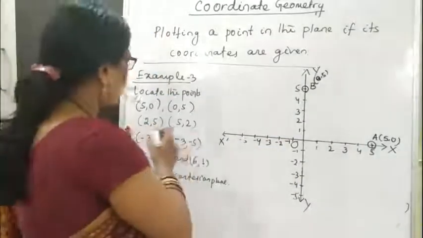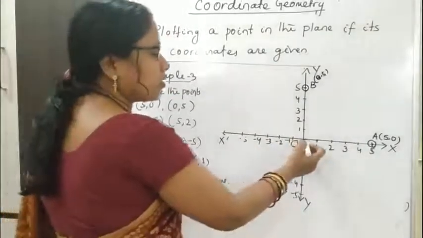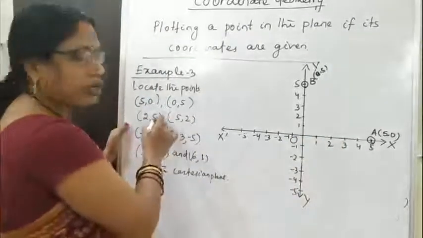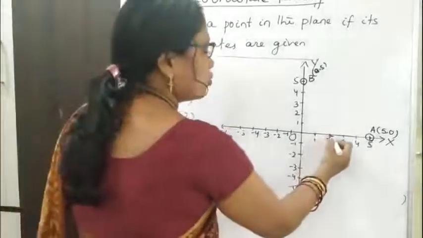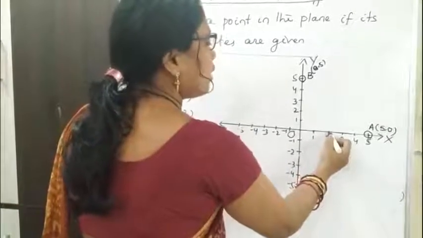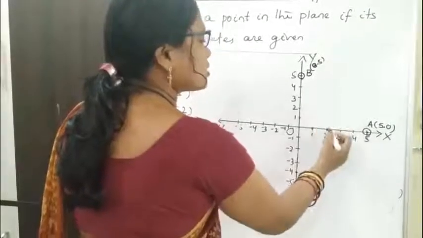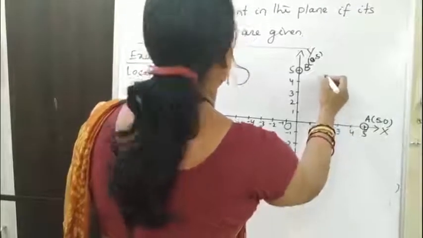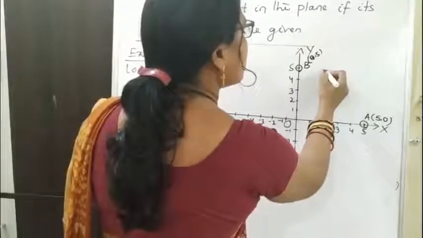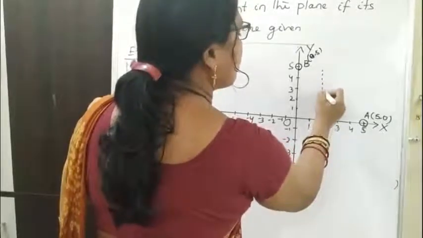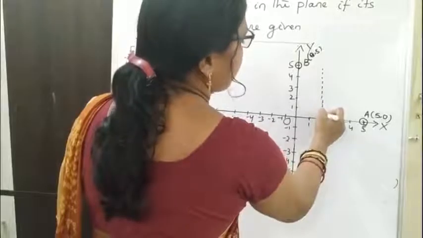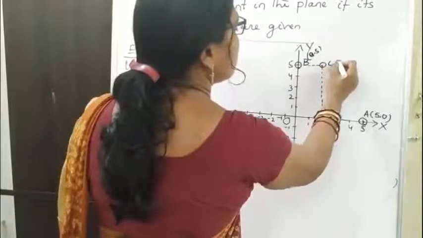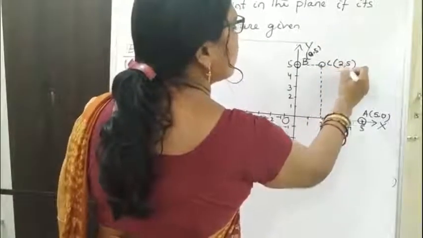Then (2, 5). 2 is the x coordinate. So we will move along the x-axis towards positive direction 2 units. Then the y coordinate is 5. So from point 2 here, we have to move parallel to the y-axis towards positive direction, 1, 2, 3, 4, 5. Here we have to draw the perpendicular line. So this point is C, that is (2, 5).